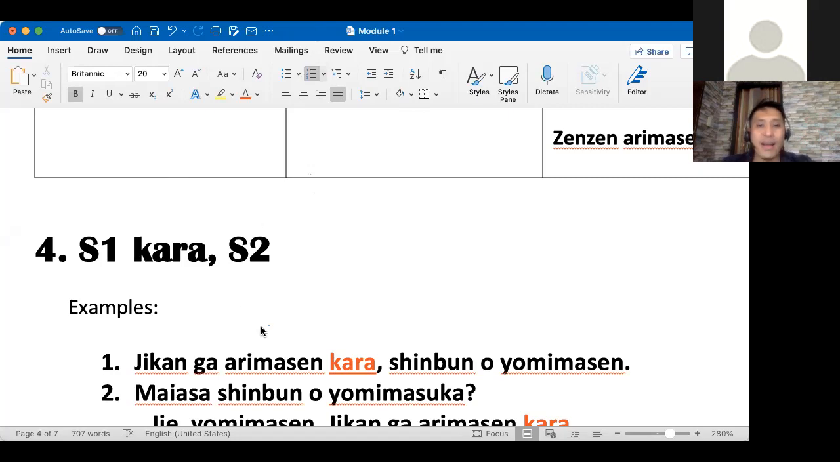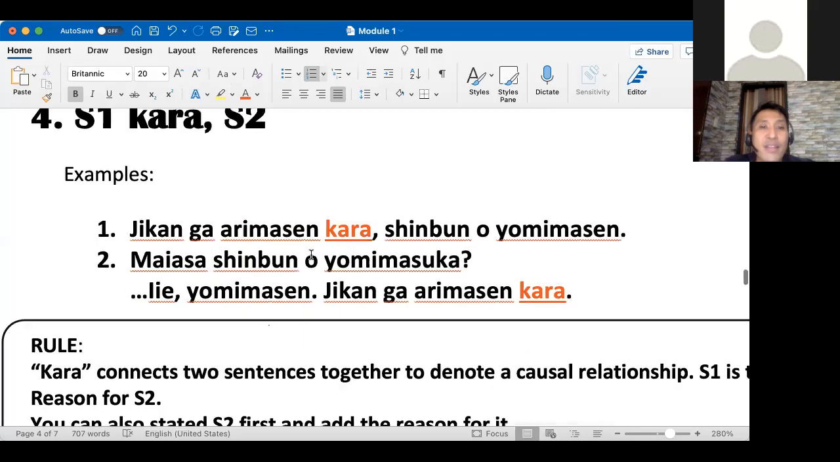So halimbawa, Nihon ni ikitai kara Nihongo benkyo shimasu. Okay. Nihon ni ikitai kara Nihongo benkyo shimasu. So, gusto kong pumunta ng Japan. Nihon ni ikitai kara Nihongo benkyo shimasu. So, nag-aaral ako ng Japanese, for example. So, yun yung pattern.